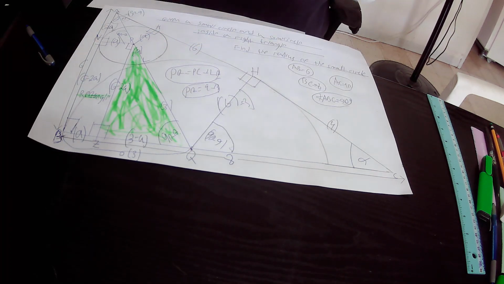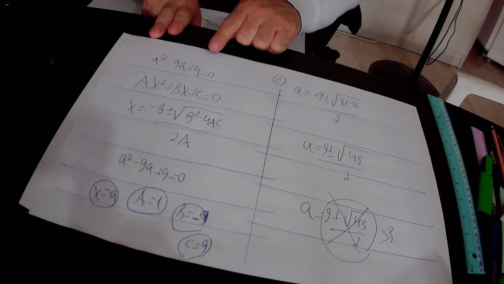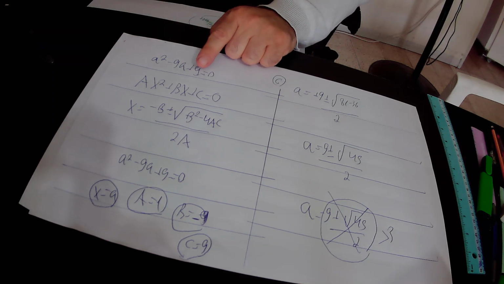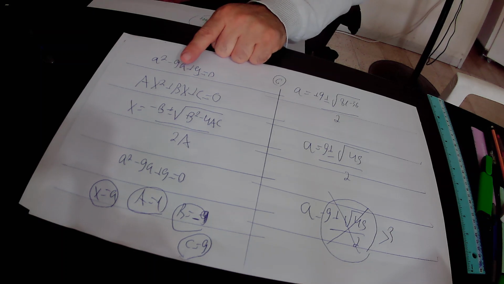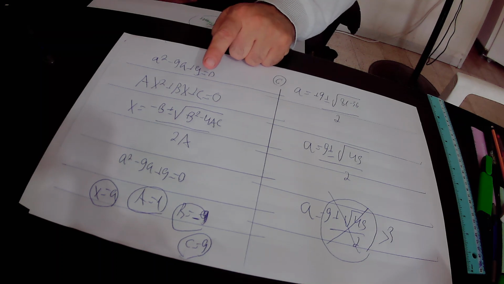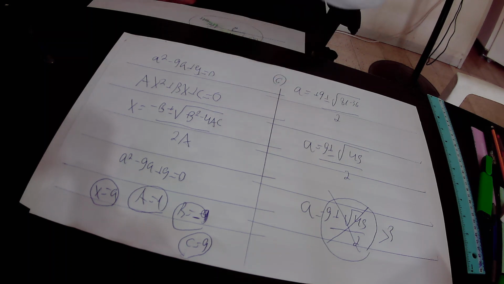So actually, this is a quadratic equation. a squared minus 9a plus 9 equals 0 is a quadratic equation. And the general formula for a quadratic equation is ax squared plus bx plus c equals 0. In this general formula, a, b, and c are the coefficients of the quadratic equation, and x is the variable that we are looking for.